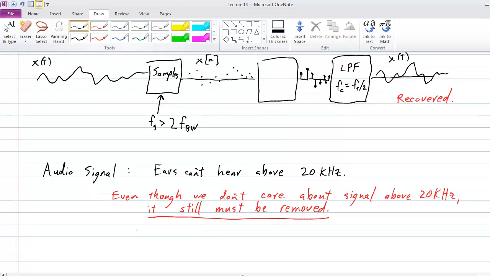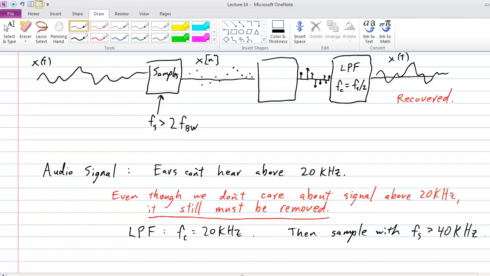If we low-pass filter first, with the cutoff frequency equal to 20 kilohertz, then sample with sampling frequency Fs greater than 40 kilohertz, then we can recover the sound, the audible part at least. Exactly. So we don't lose anything.